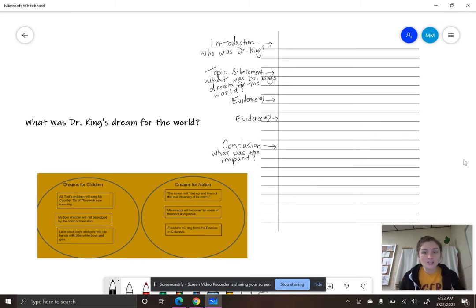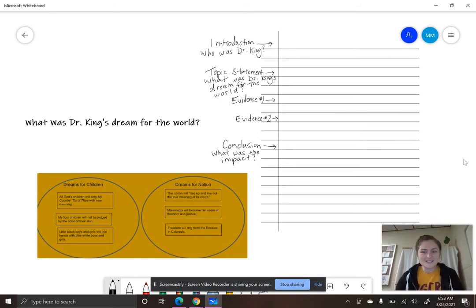So, we have been talking about Dr. Martin Luther King Jr. and his dream for the world. We have read two texts, Martin Luther King Jr. and the March on Washington, and I Have a Dream. Both texts give us information about Dr. King's speech, I Have a Dream. And it also told us his dreams for children and the nation and how those dreams can be achieved in the world. So, we have been talking about the steps that we need to take with writing this paragraph, and that is what we are going to do today.